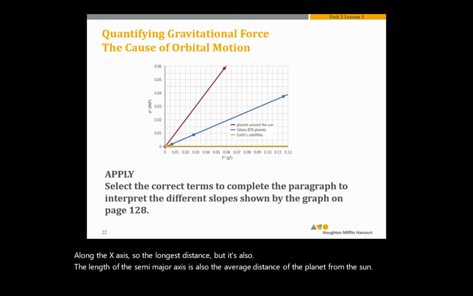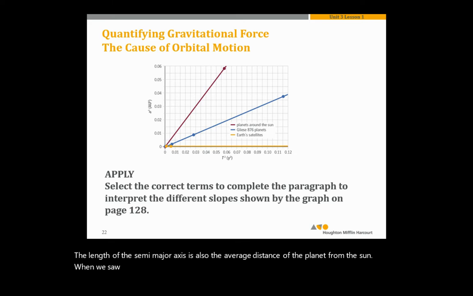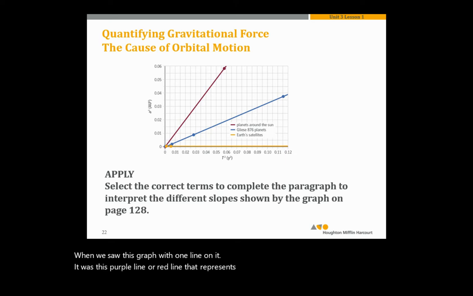So when we saw this graph with one line on it, it was this purple line, or red line, that represents the planets around the sun. Here we also see a line for planets around Gliese 876, which is another star that is smaller than the sun, or less massive than the sun. And we see a line for Earth's satellites, which is, of course, much, much, much smaller than the sun.